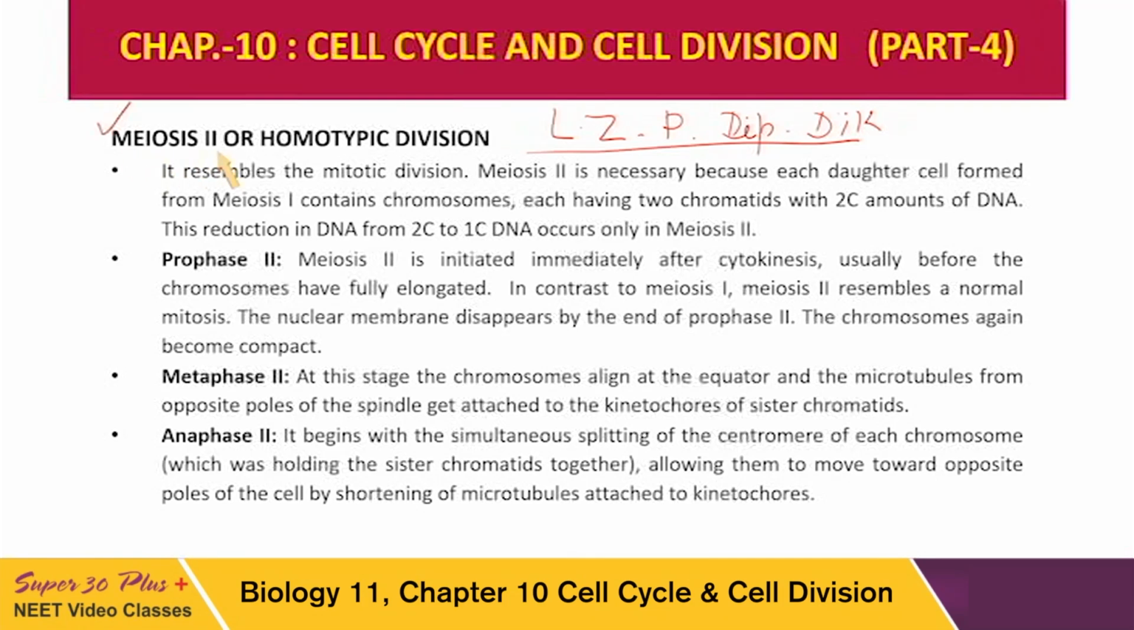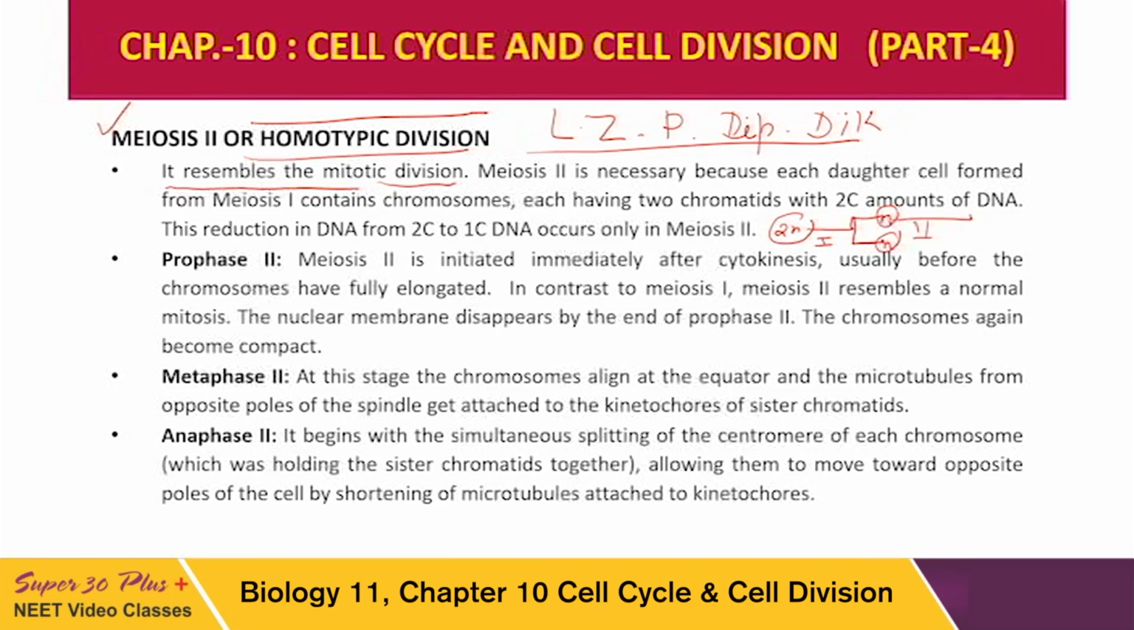As I told you, meiosis second is almost equal to an equational division, that is mitosis, and is also known as homotypic division. It resembles the mitotic division. Why? Because the number of chromosomes will remain equal to the parental cell. It was 2n, and in meiosis first, the reduction division, the daughter cells had n number of chromosomes. Now meiosis second will start.